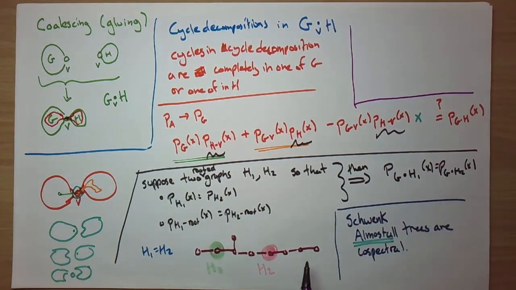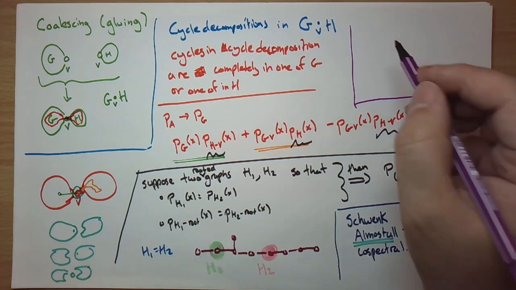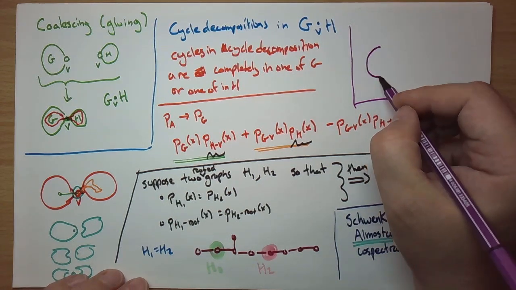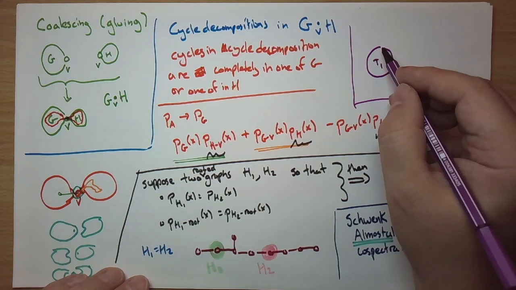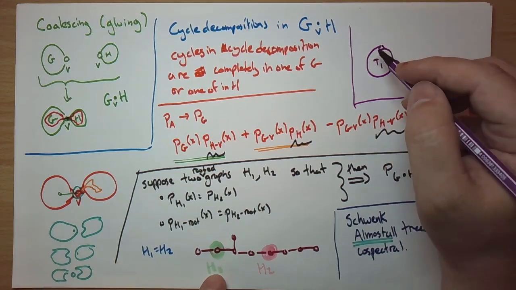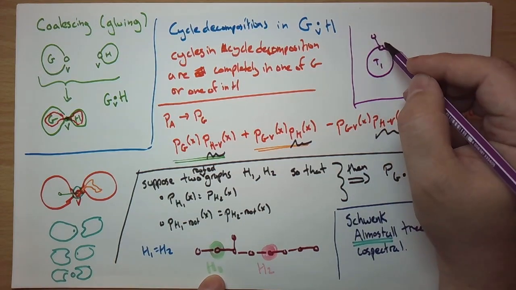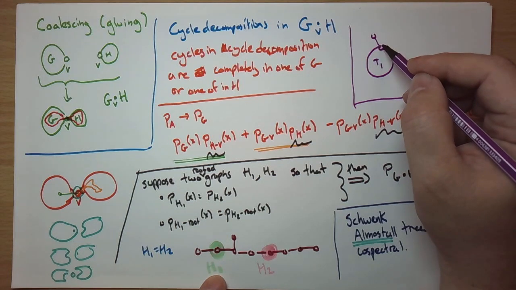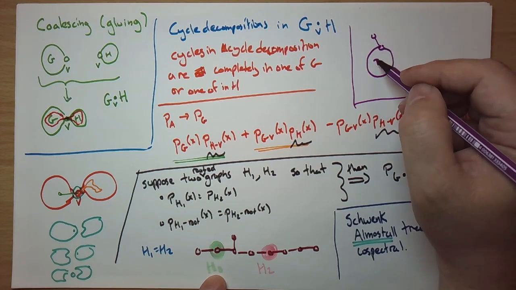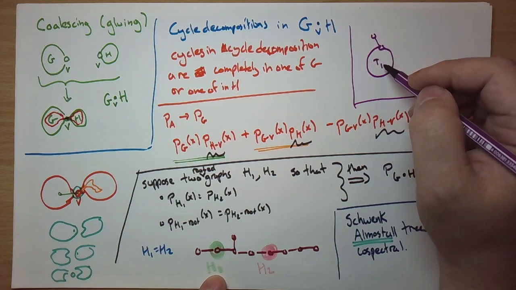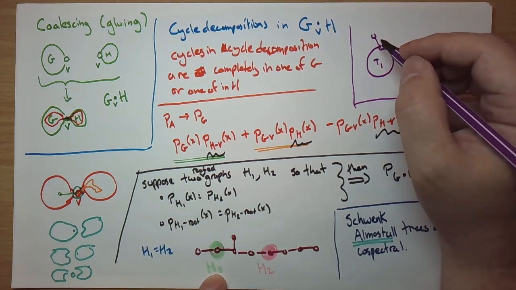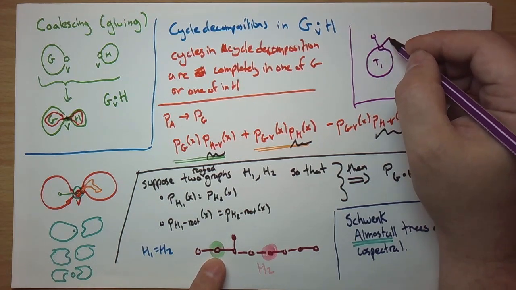And the answer is he found this pair of graphs, H1 and H2. And he said, well, what I can do is I could have a tree, and then I can glue H1 onto it. And if I glue H1 onto it, well, I shouldn't call this T1. Well, okay, all right. I already made my goof, but that's okay.